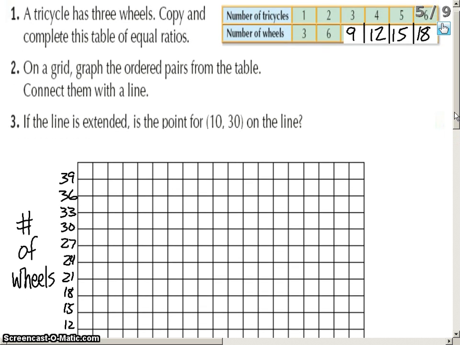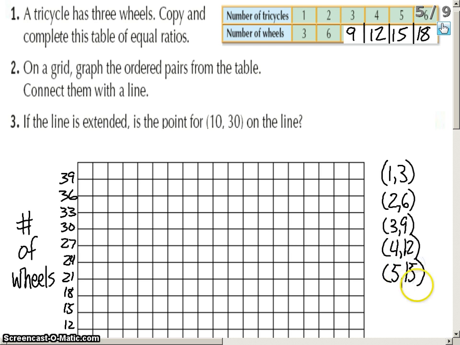ratios, and I'm going to make those into ordered pairs. I have 1 and 3. I have 2 and 6. I have 3 and 9. I have 4 and also 12. I have 5 and 15. And then we also have 6 and 18.